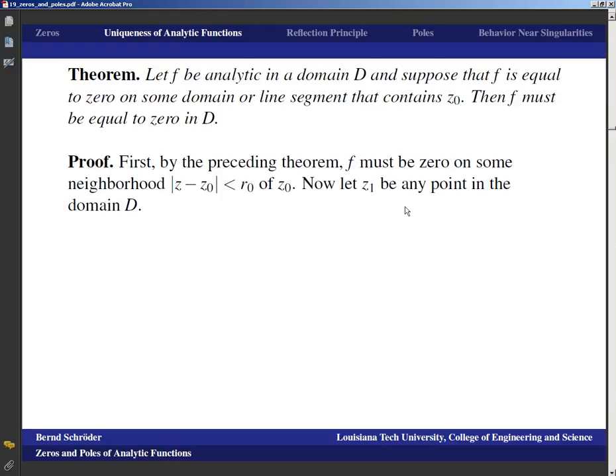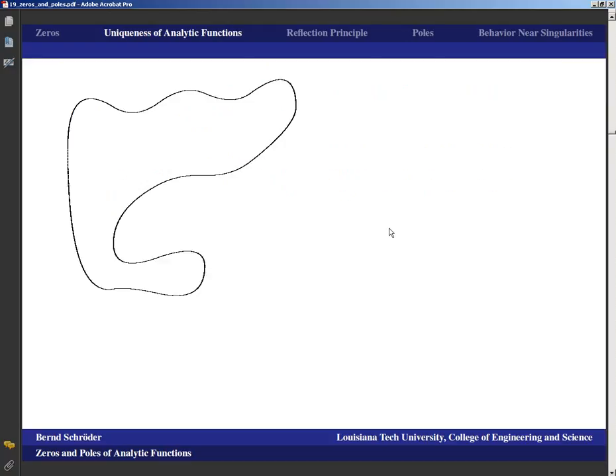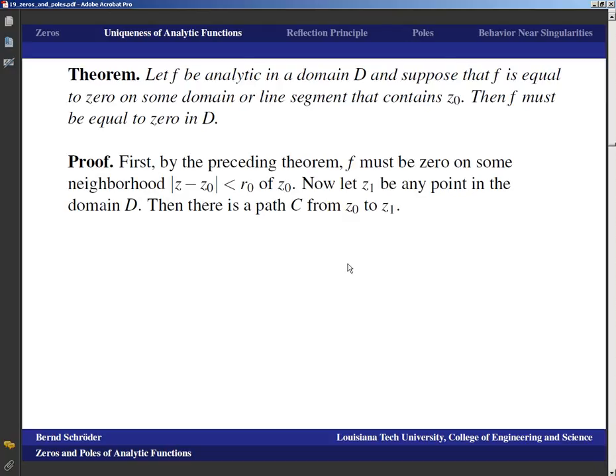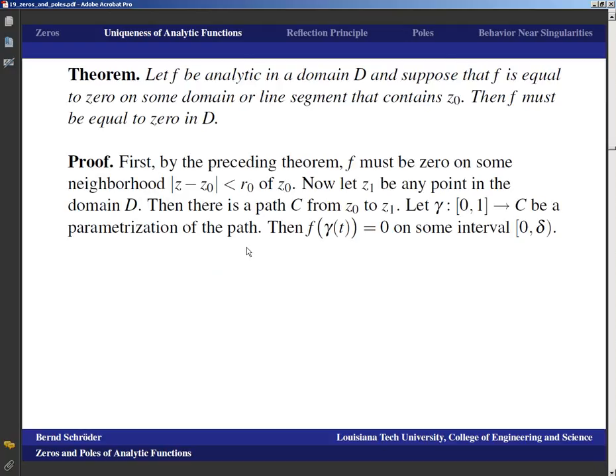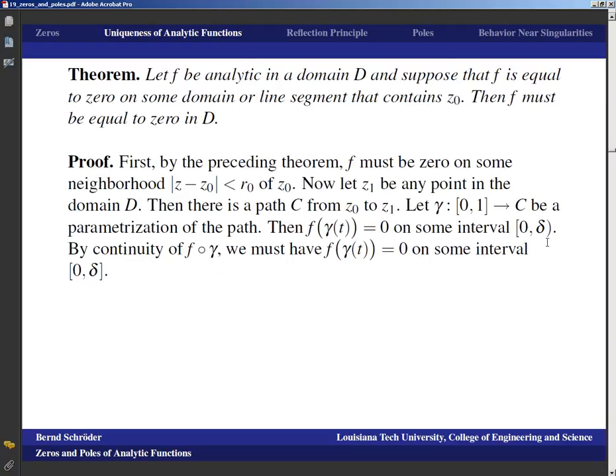Now let z1 be any point in the domain D. Well, then there is a path C from z0 to z1. Let's visualize that. Here's z0. Here's a neighborhood on which the function is equal to 0. Here's z1. And here's a path that goes from z0 to z1. What we can do then is we can let gamma be a parametrization of that path. And that means that f of gamma of t is equal to 0 on some interval 0 to delta, because after all, around z0, the function is equal to 0.